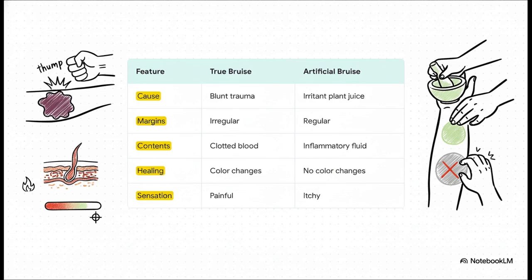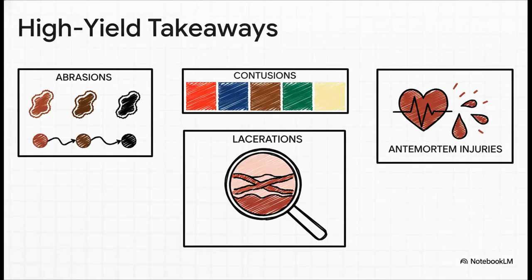The fake one will have really neat, regular margins, and it's full of inflammatory fluid, not actual clotted blood. And the biggest clue? It won't go through that RBBGYN color change, and the person will probably say it's itchy, not painful. So, if you remember nothing else, remember this.